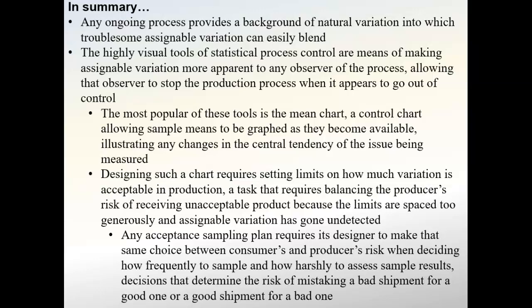Designing such a chart requires setting limits on how much variation is acceptable in production, a task that requires balancing the producer's risk of receiving unacceptable product because the limits are spaced too generously and assignable variation has gone undetected. Similarly, any acceptance sampling plan requires its designer to make that same choice between consumers' and producers' risk when deciding how frequently to sample and how harshly to assess sample results, decisions that determine the risk of accepting a bad shipment for a good one or rejecting a good shipment for a bad one.